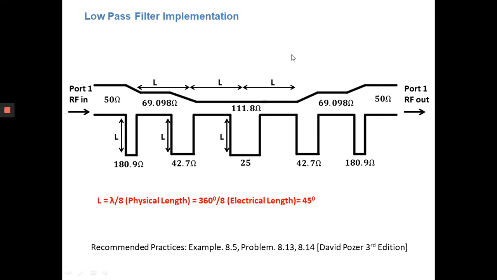So far, these are all the recommendations and explanation for our low pass filter implementation video. Here we have learned first about the Richards transformation, and we learned about the Kuroda identities, and how there are two steps of Kuroda identity we used to convert it into this layout. In the next video, I will show you how to implement this in ADS.